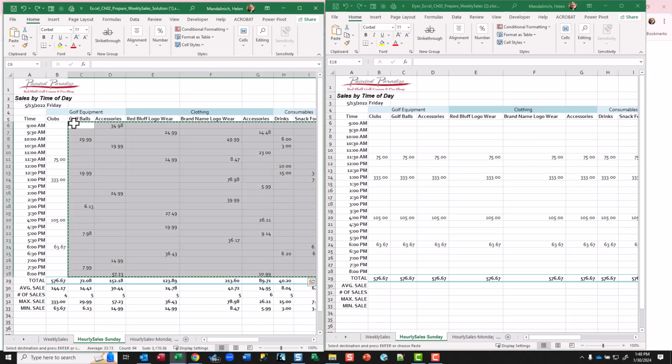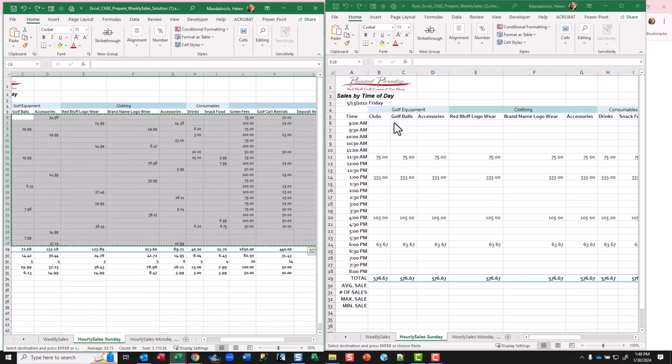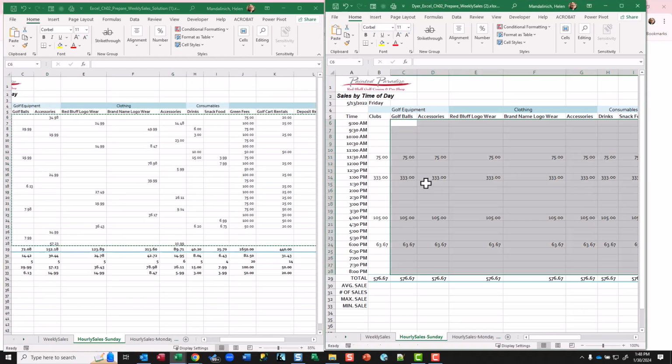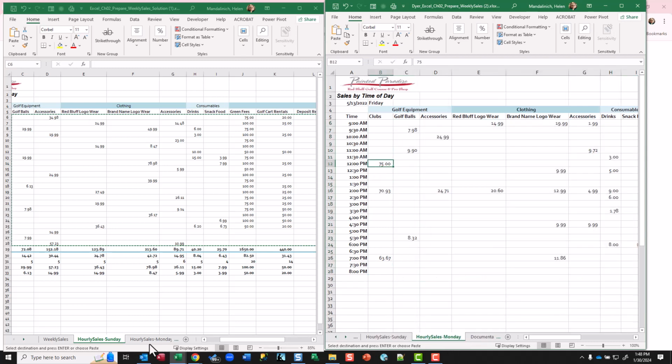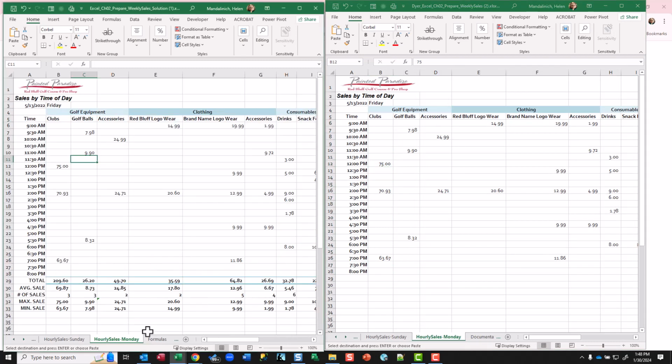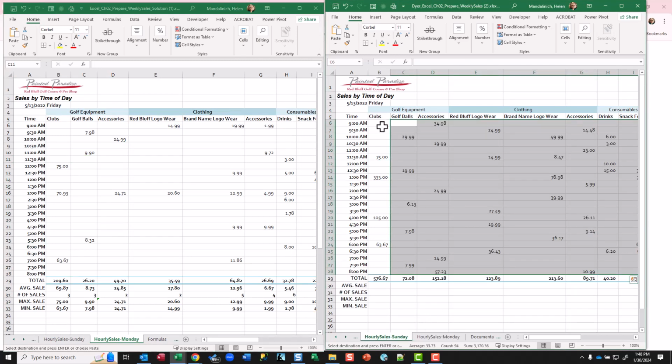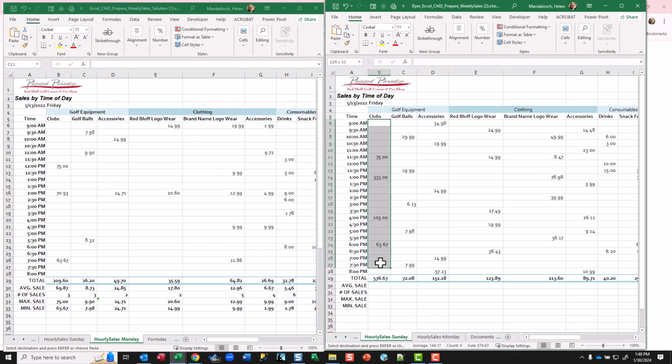So what I'm going to do is copy the real numbers onto your file and send it back to you. Because I looked at hourly sales Monday, and you're still good. So I think it was just hourly sales Sunday. Somewhere along the way, you had selected this and copied it across. So I'm going to go ahead and send that back to you so you can finish up your assignment for the prepare case. Okay, so then let's look at your other question.